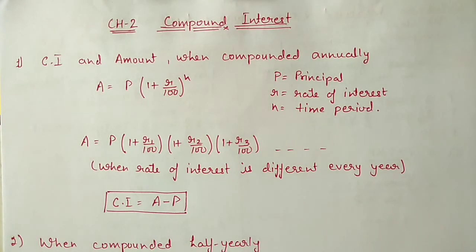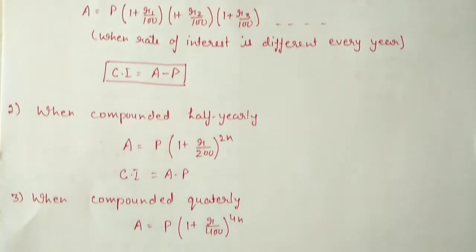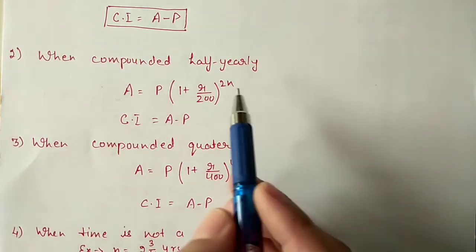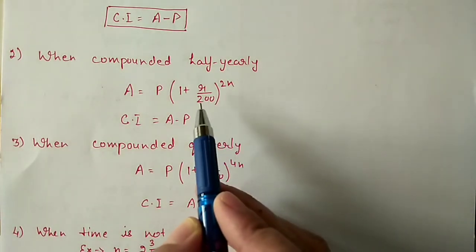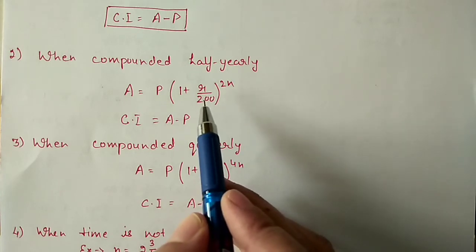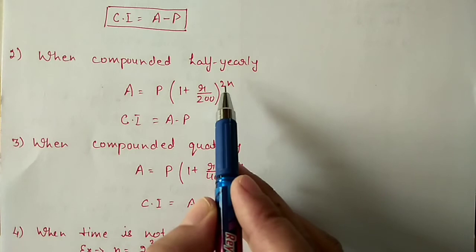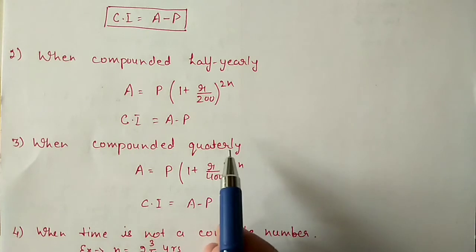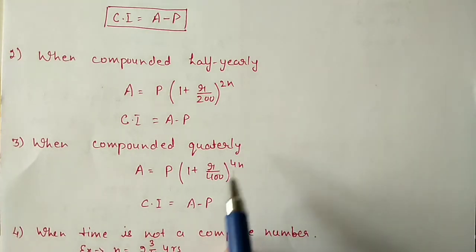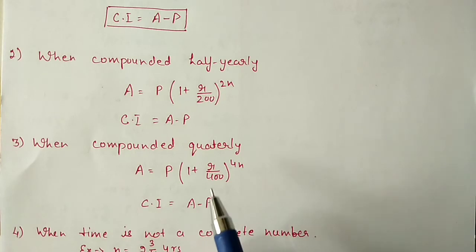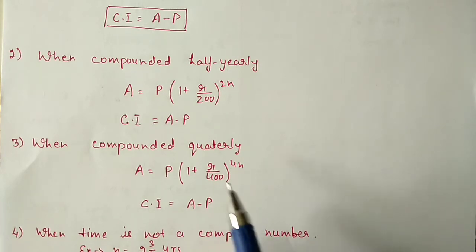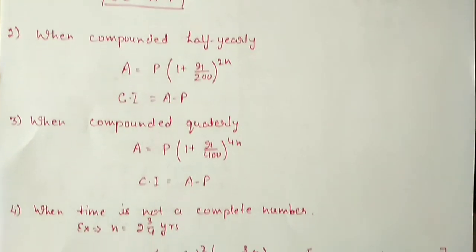Second formula, to find compound interest when it is compounded half yearly. In the previous formula only we'll make a little change. The change is that in place of n we will write 2n, in place of 100 we will write 200, because in a year we are getting 2 times interest, so we will include 2 here and 2 here. If we are getting 4 times interest, meaning compounded quarterly, in that case we will include 4 here and 4 here. If we are getting 5 times interest, then we will include 5 here and 5 here. If we are getting 6 times interest in a year, then 6 here and 6 here. Like this you can create your formula.